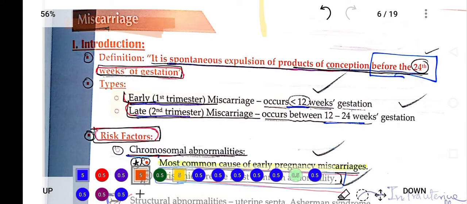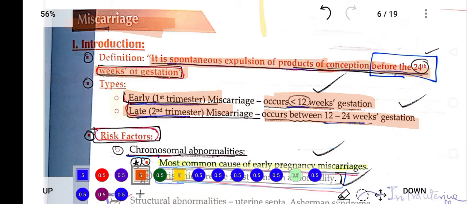Okay, now miscarriage. Miscarriage is defined as the spontaneous expulsion of products of conception before the 24th week of gestation. That term is known as miscarriage. Now, two types of miscarriage are there. First is early, first trimester miscarriage, and another is late, second trimester miscarriage. First trimester miscarriage is less than 12 weeks of gestation, while second trimester miscarriage occurs between 12 to 24 weeks of gestation. These are two types of miscarriage.